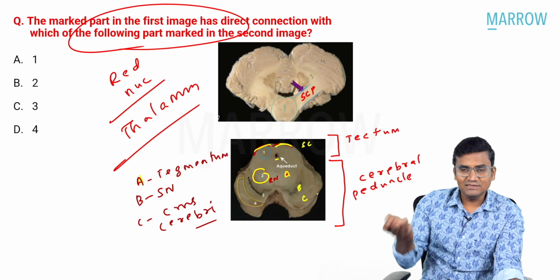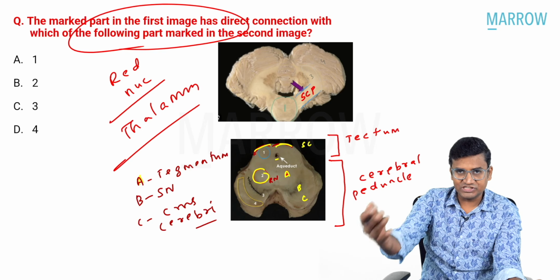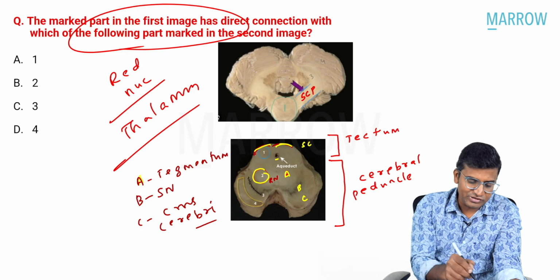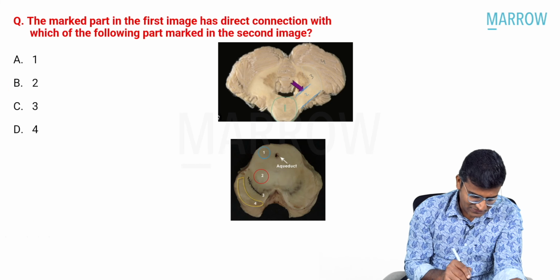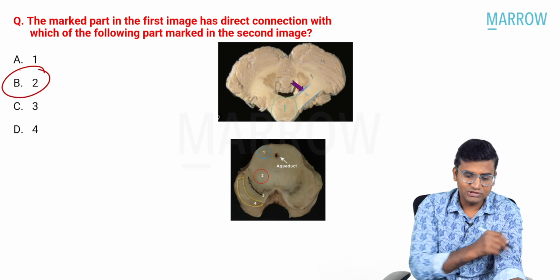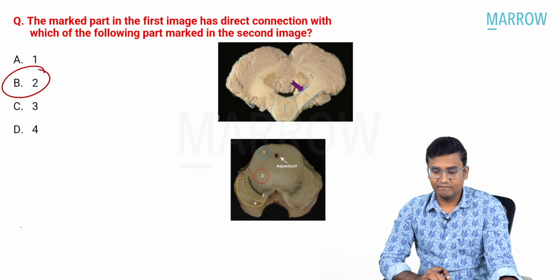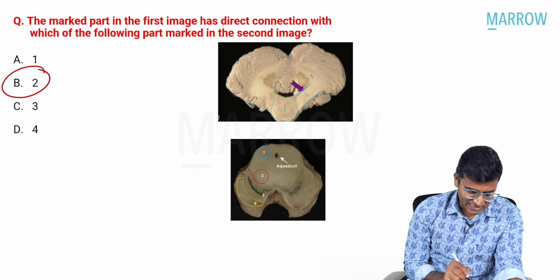Okay. So, what is the answer? Superior cerebellar peduncle after decussation ends in red nucleus. What is red nucleus? 2 is red nucleus. So, answer for this question is 2, red nucleus. Okay. Right. It repeats the question, but they asked it in a different way.